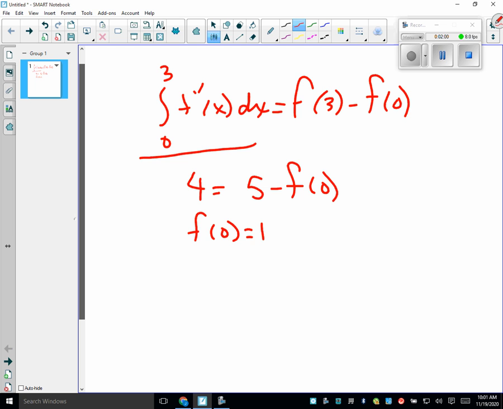Okay. Tell me what you don't understand. Where'd you get 4? Look at the graph. From 0 to 3, the area is 4. Oh, this is all dealing with area? Yes.